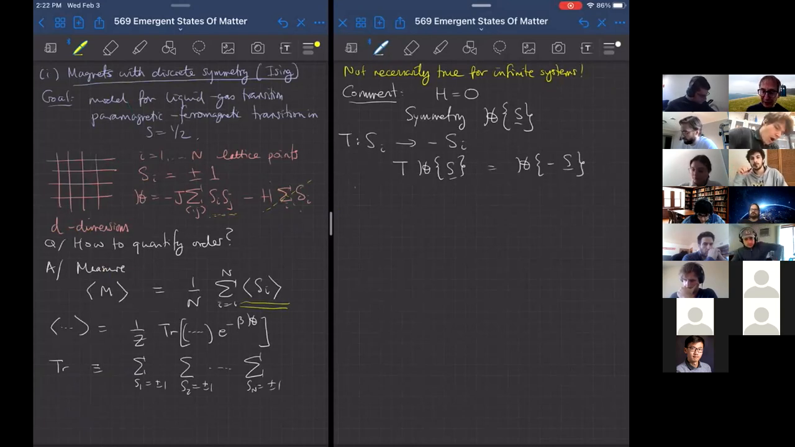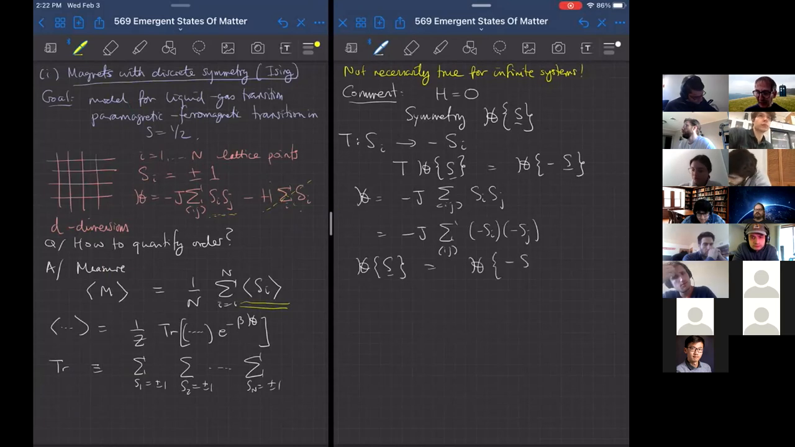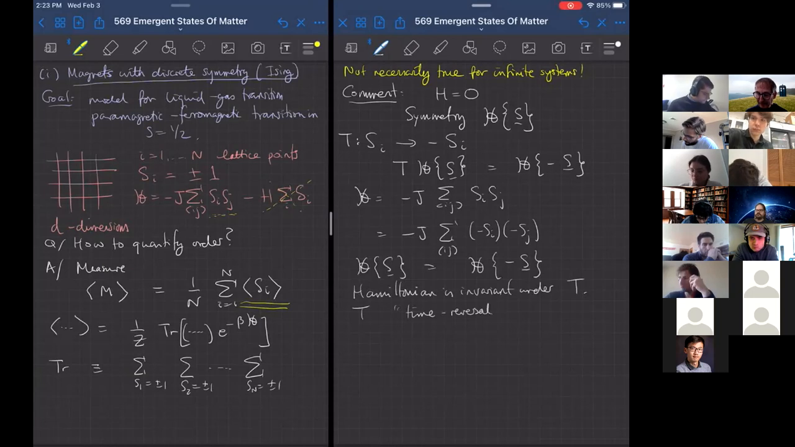And you can see from the Hamiltonian, H is equal to minus J sum over i and j S_i S_j, and if I replace both of the spins with a minus sign, I get the same thing back because the two minuses cancel. So what we've learned is that the Hamiltonian of the system is the same as the Hamiltonian of the system with all the spins flipped. And so we can say that the Hamiltonian is invariant under the operation T, and we call T time reversal symmetry.